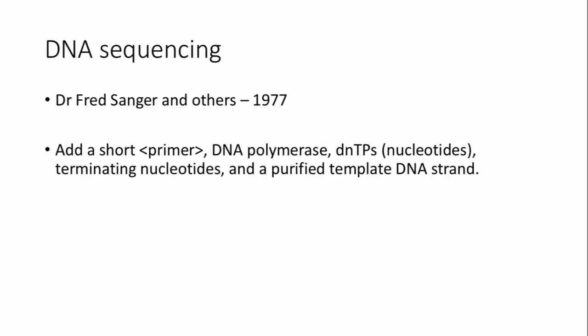It wasn't until the late 70s that Sir Dr. Fred Sanger and others developed a way to sequence DNA. By understanding how DNA is replicated, they noticed that if you take DNA, you add DNA polymerase and a short primer like an Okazaki fragment, as well as nucleotides, you can replicate that DNA.